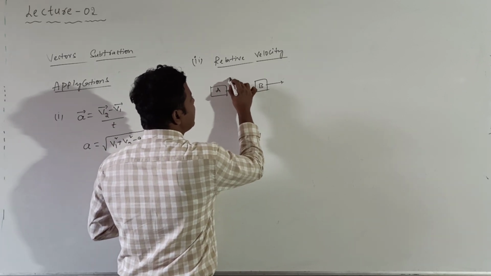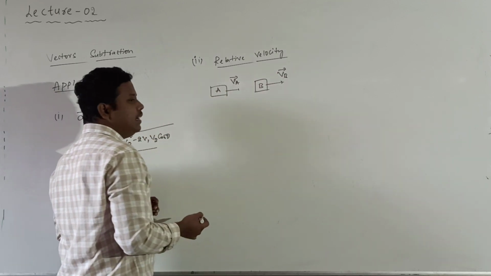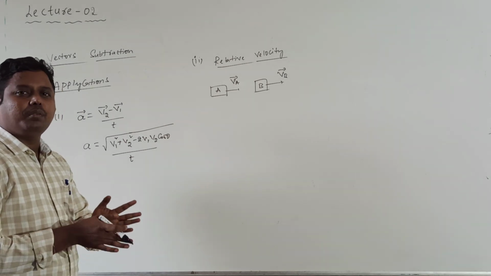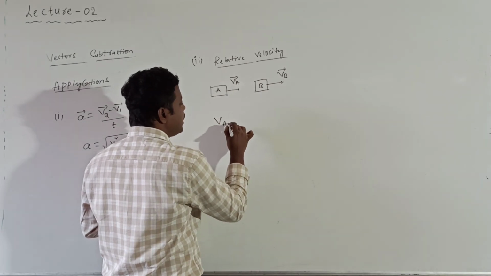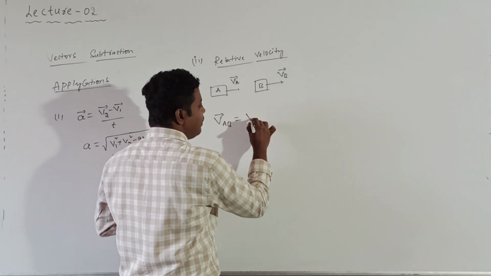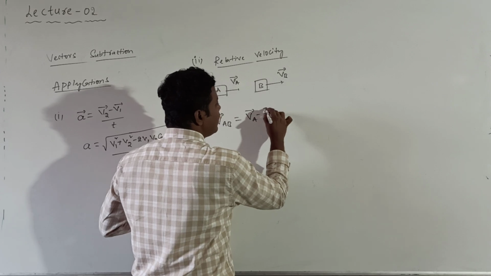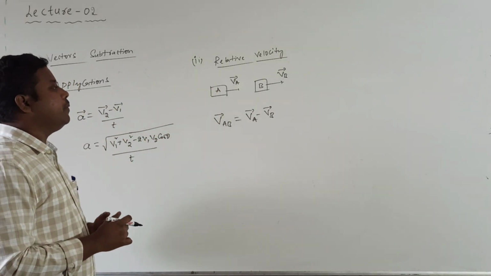A is moving with the velocity VA bar, B is moving with the velocity VB bar. In the diagram I am showing both are moving in the same direction. But every time they will not move in the same direction. Then the relative velocity of A with respect to B, represented by VAB bar, is given by VA bar minus VB bar.